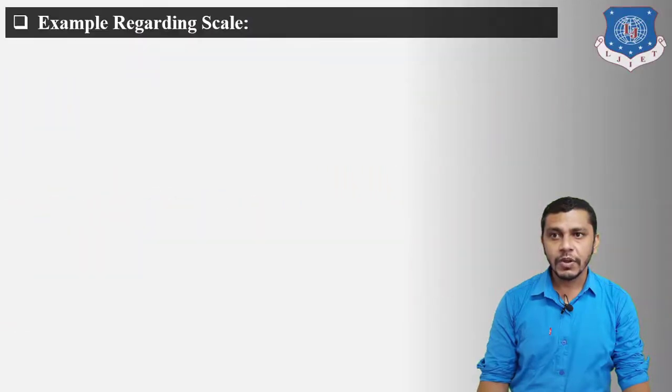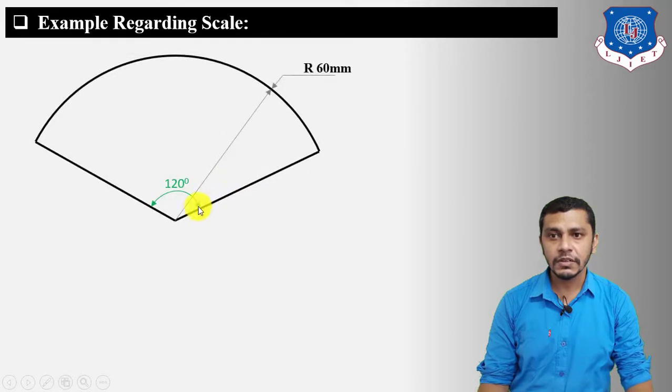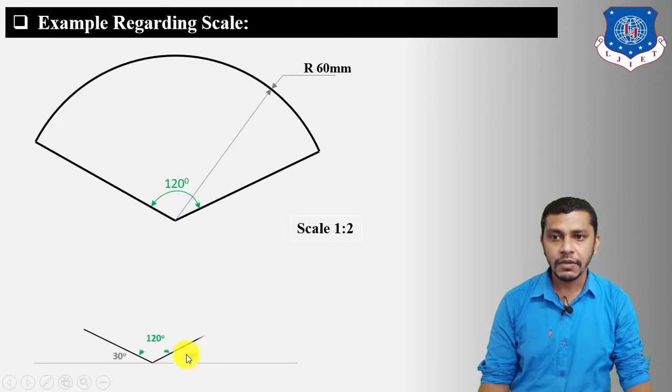Now let us take one example of the scale. So here we have represented one figure. It is an arc having radius 60 mm and which subtends up to 120 degrees. And one thing is that scale doesn't affect the angle of the objects or the angle of the given figure. So let us draw this figure again by using the scale 1:2. That means we have to reduce the dimensions by half, but the angle doesn't change. So first of all, draw the angle 120 degrees, which is going to remain as it is.